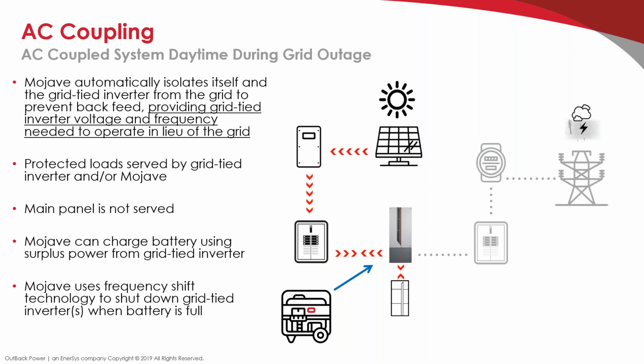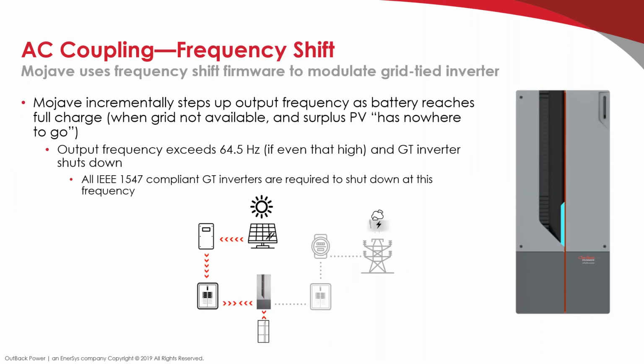Mojave uses the frequency shift technology to shut down the grid tie inverters when the battery is full. What does that look like, or how does that work? Basically, the Mojave incrementally steps up the output frequency as the battery reaches full charge, when the grid is not available and surplus PV, quote unquote, has nowhere to go.